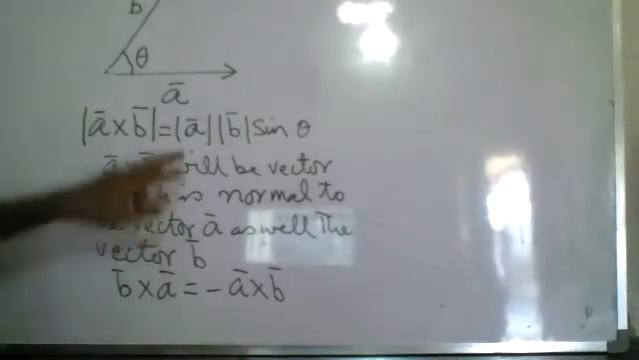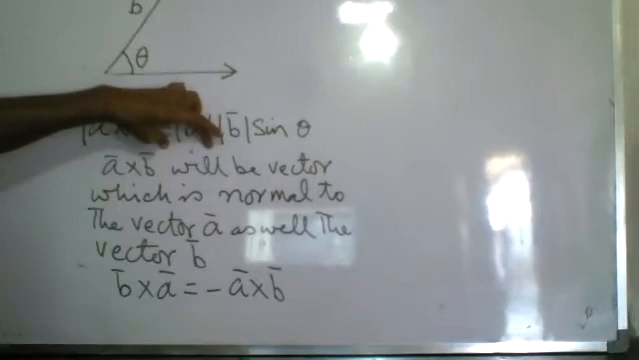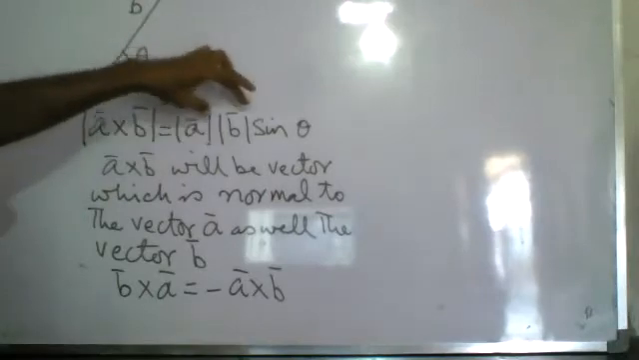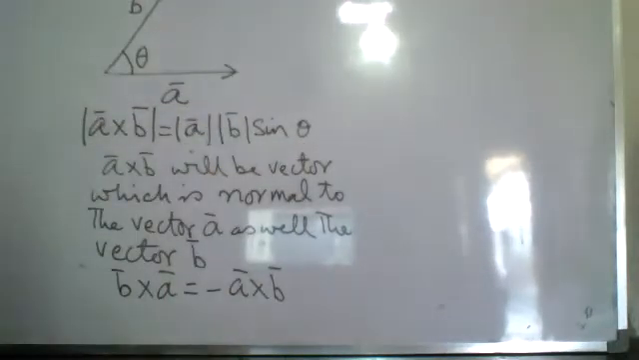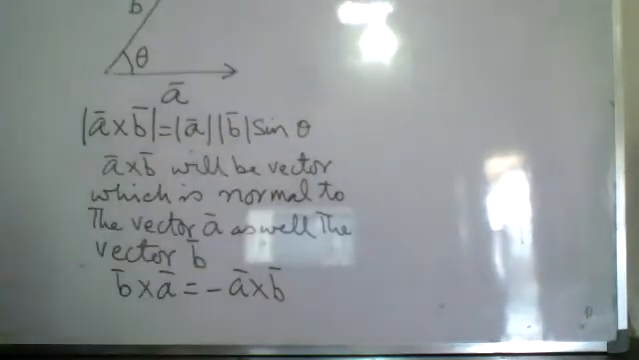So this is the magnitude. How to find the magnitude? We will take the magnitude of vector A, the magnitude of vector B, and multiply by the sine of the angle between them. If we have the vectors in magnitude and angle form, we use this. If they are in ijk form, we will use the determinant method for A cross B.